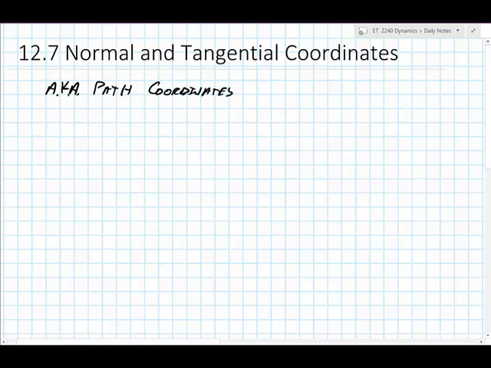Within these path coordinates, if I think about a particle that's traveling with some kind of motion, a lot of the times circular motion, but whatever it might be, if I look at some point along this path, we're going to define our coordinate system as moving along with the particle. We have two components to these path coordinates. Our first one is the tangential, a unit vector we designate as u sub t for tangential, and the other one is u sub n for normal.